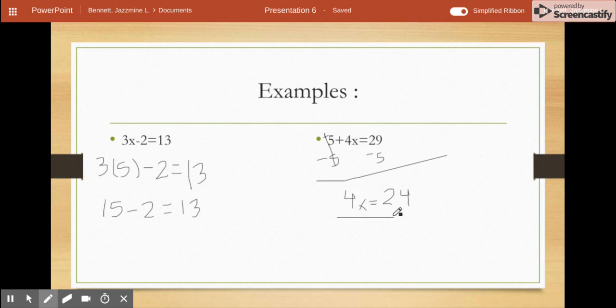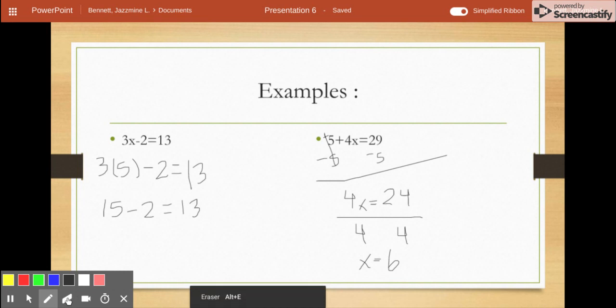And then, of course, we divide by 4 on both sides, and we're going to be left with x equals 6. Again, I want you to pause the video and double check that, but I'm going to move on to the next question.